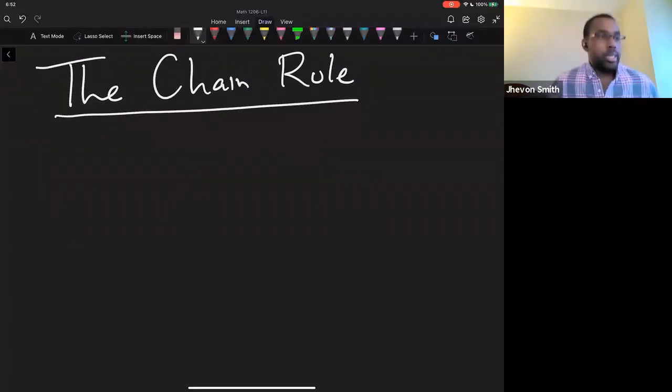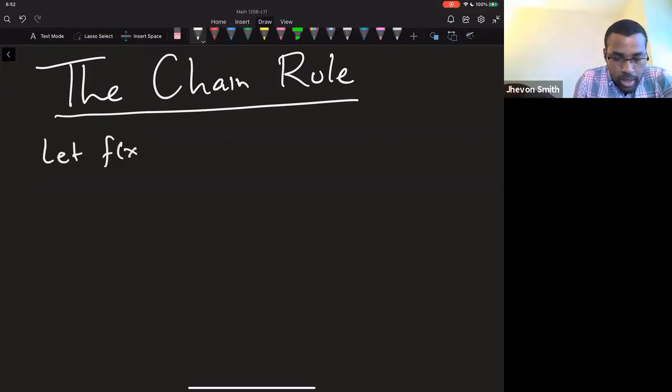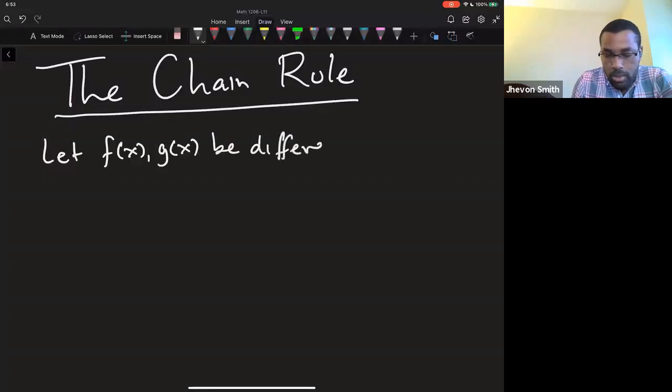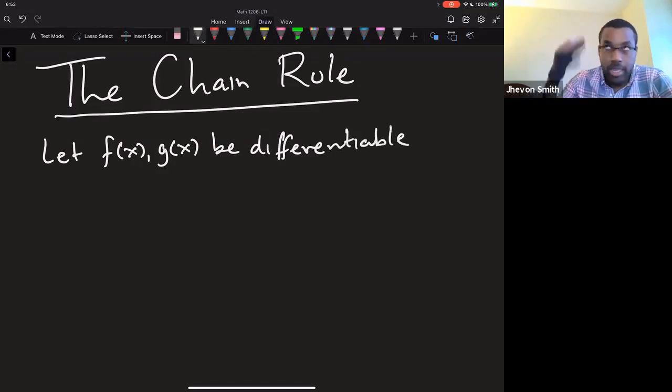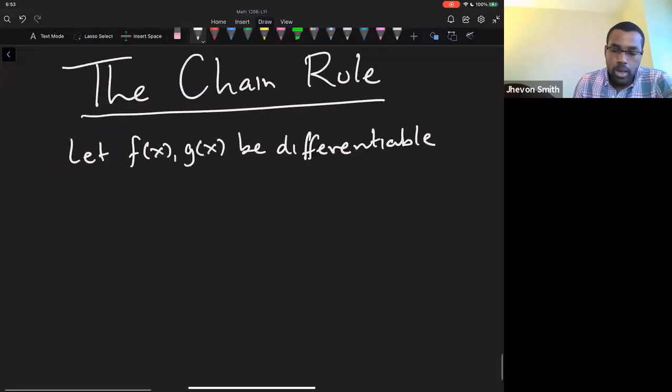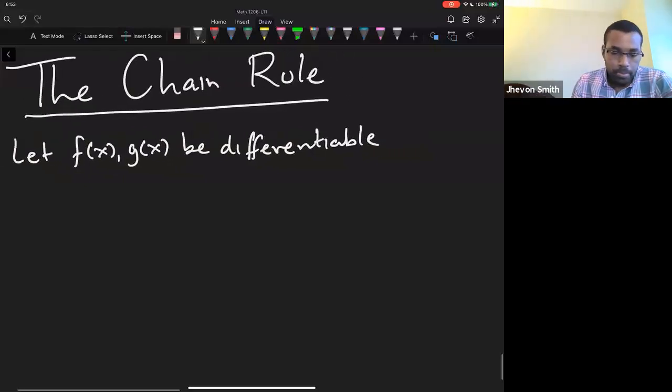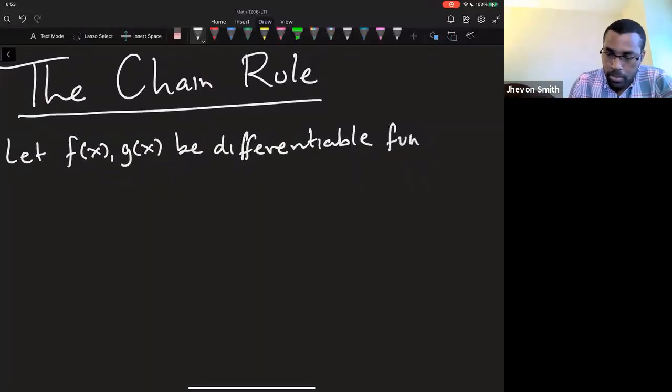So here is what it says. Let f of x, g of x be differentiable functions. Remember what that means. It just means the derivative limit exists. You can find the limit as h approaches 0 of f of x plus h minus f of x all over h, and you'll get an answer, right? Same thing for g of x. Then here's the rule.